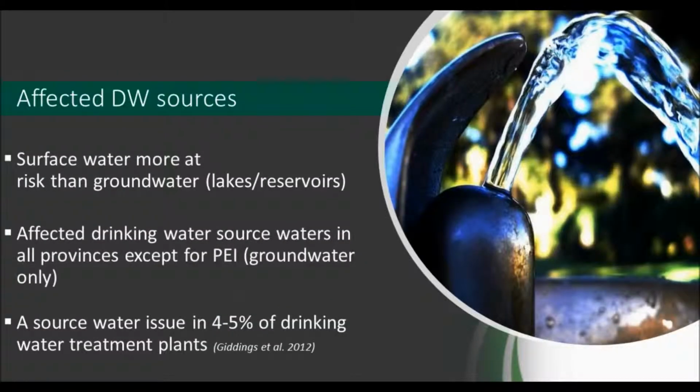So when we're looking at which water bodies are affected as a result of blooms, obviously we're looking at surface waters, which is lakes and reservoirs. And they're more at risk than deep groundwater sources, although groundwater that's under the influence of surface water sources, so shallow infiltration basins or shallow wells near a water body, could also be affected. There has been evidence of affected drinking water sources in all provinces except for Prince Edward Island, where all of the municipal source water is groundwater. And approximately 4 to 5% of drinking water treatment plants have identified cyanobacteria as an issue in the source water.